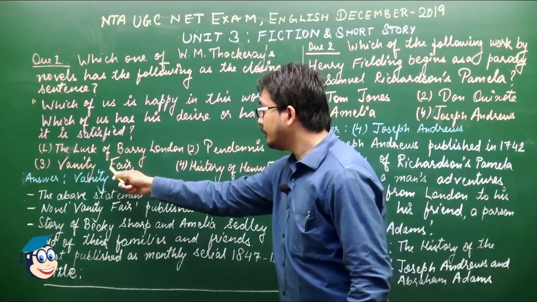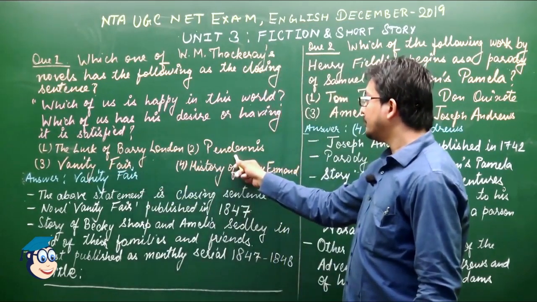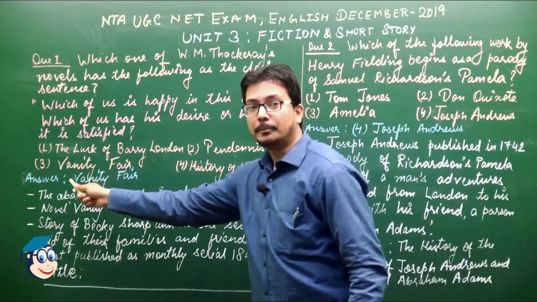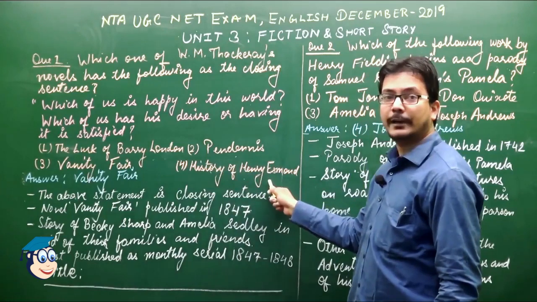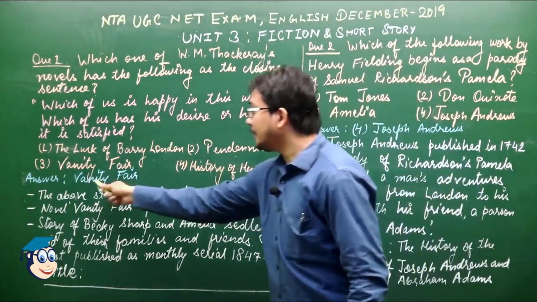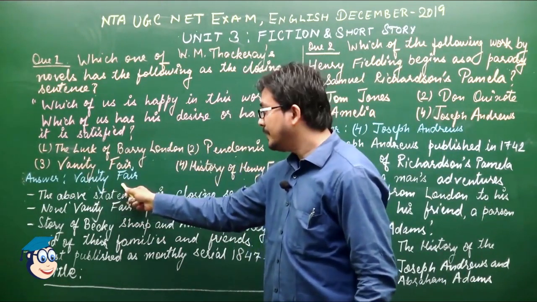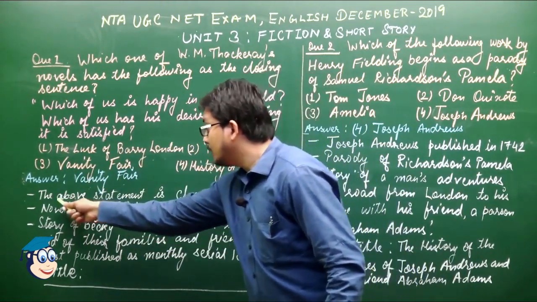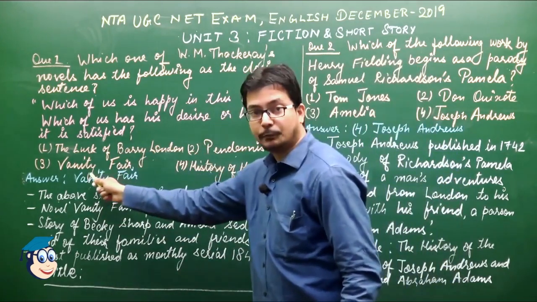We have been given 4 options. The first option, Luck of Barry Lyndon. Second option, Pendennis. Third option, Vanity Fair. And the fourth option, History of Henry Esmond. The correct answer for this statement is Vanity Fair. And the reason is stated below. The above statement is the closing sentence of the novel Vanity Fair.